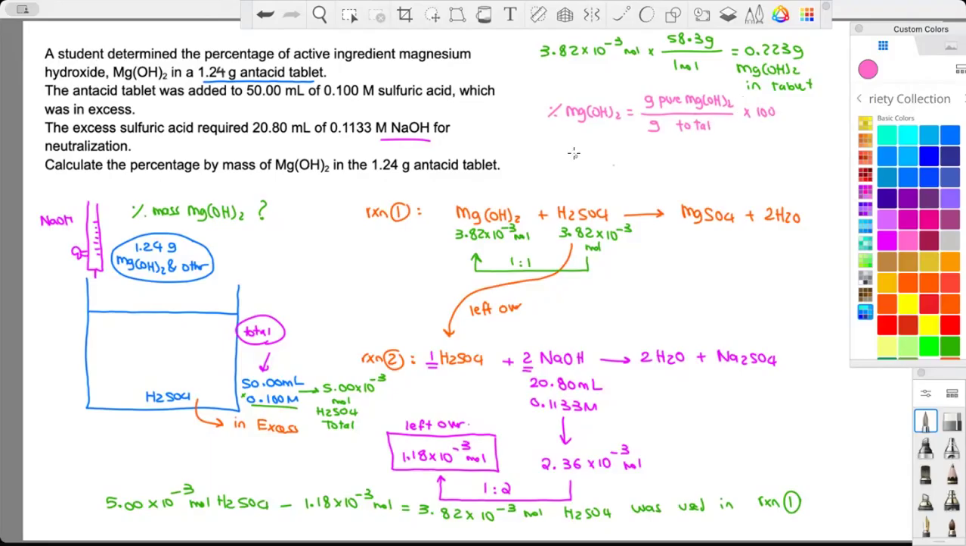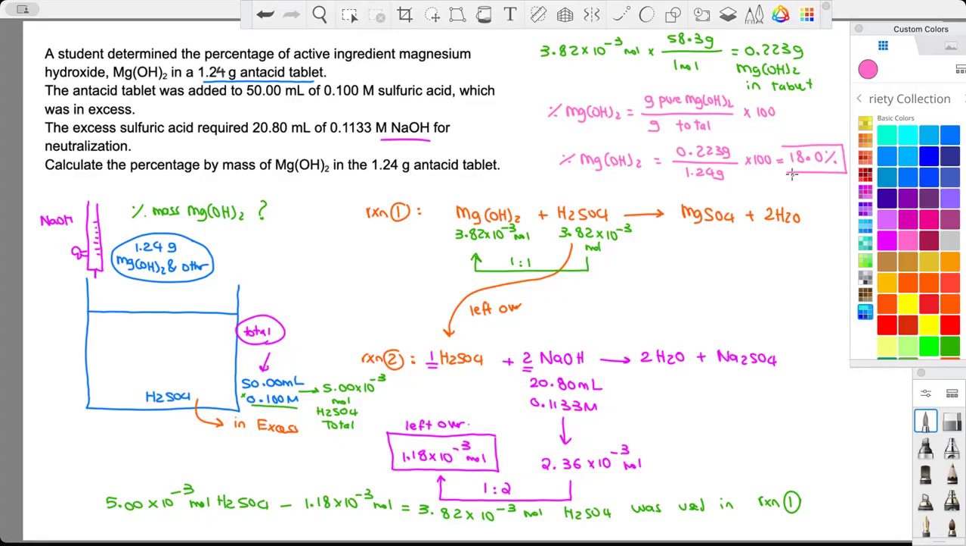So technically the percentage of MgOH2 is 0.223 grams over the mass of antacid tablet, which is 1.2 grams, times 100, which gives us 18%, 18.0%. And yeah, this is how we find the percentage of MgOH2 inside the antacid tablet.